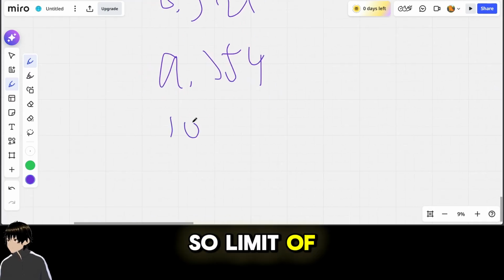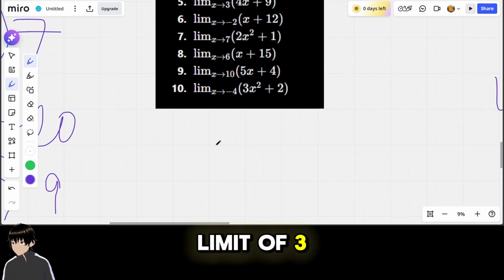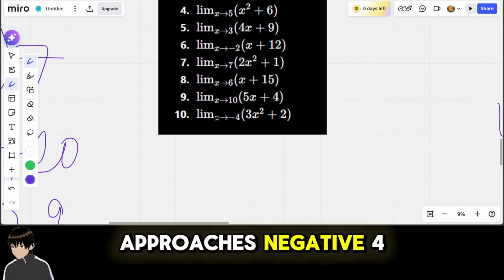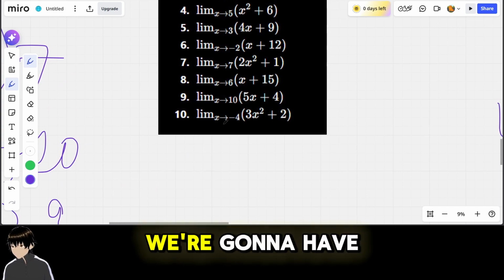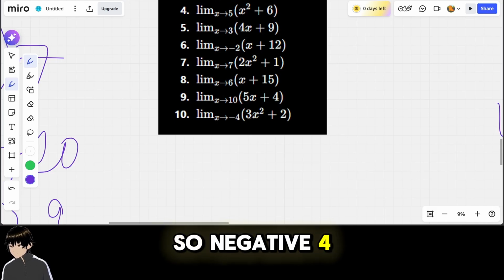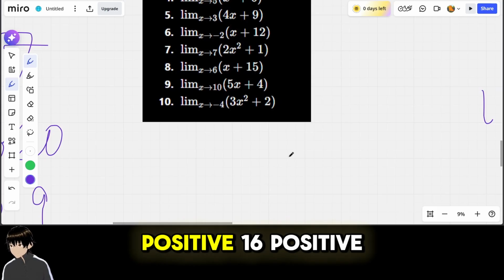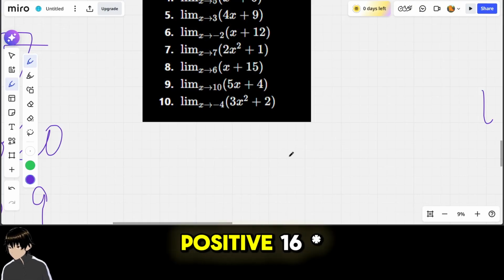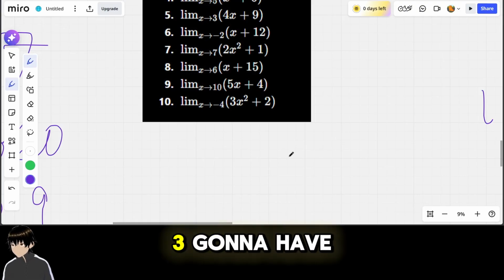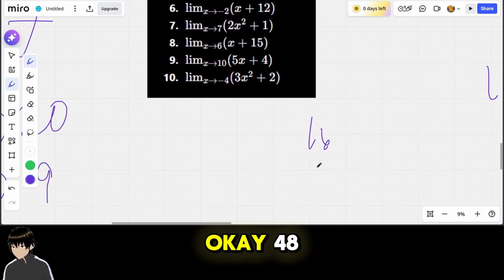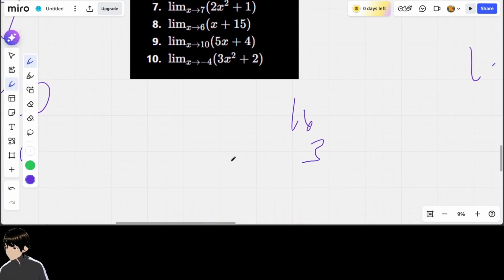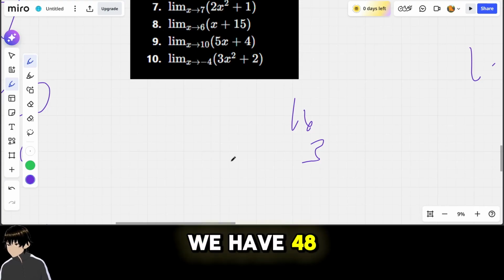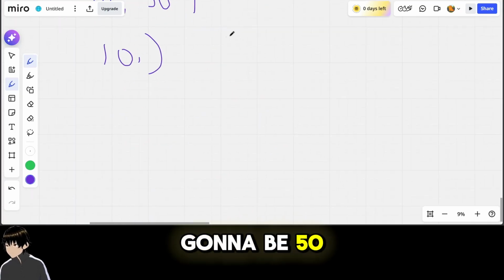So, the limit of 3x squared plus 2 as x approaches negative 4. Same procedure: negative 4 times negative 4 is going to be positive 16. Positive 16 times 3 is 48. We're going to have 48 plus 2, which is 50.